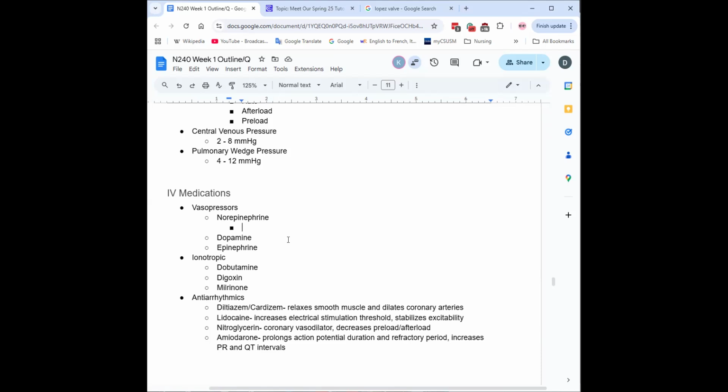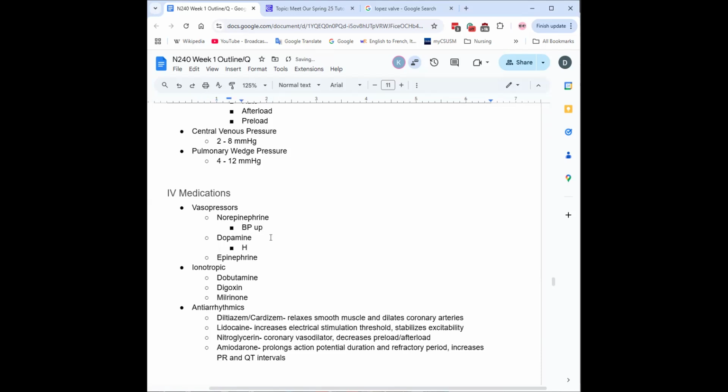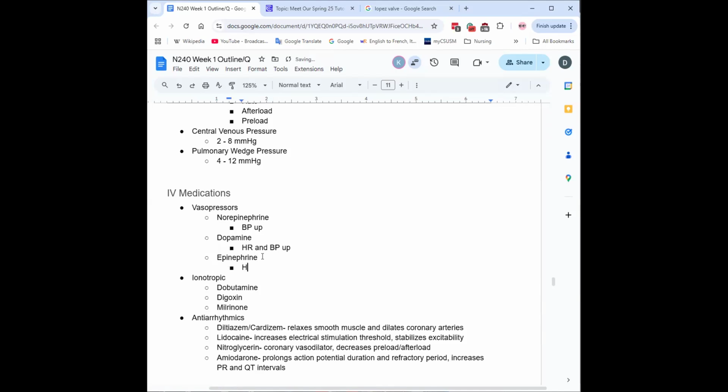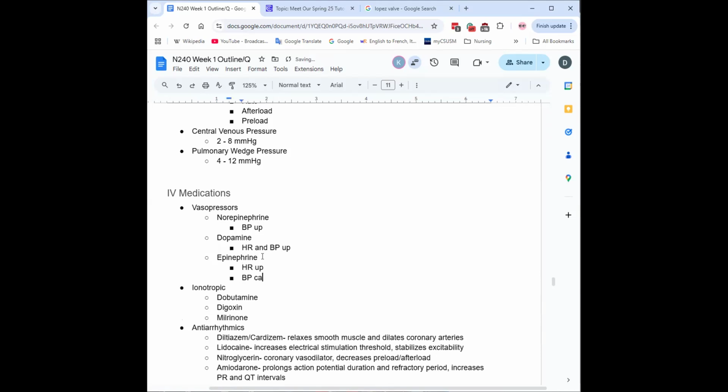So when it comes to norepinephrine, dopamine, and epinephrine, we're just going to say norepinephrine is going to make the BP go up. Dopamine is your heart rate and BP up. And your epinephrine is going to be your heart rate up, with a smidge of BP up at higher doses. So that's as far as you need to know for now.